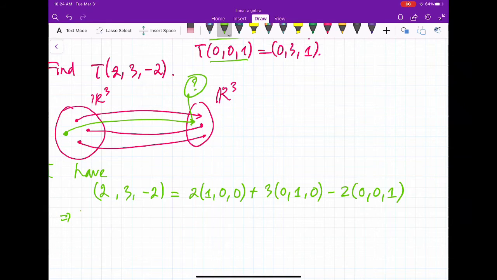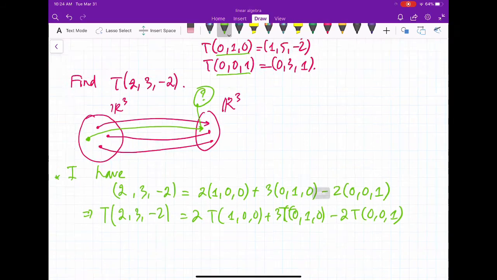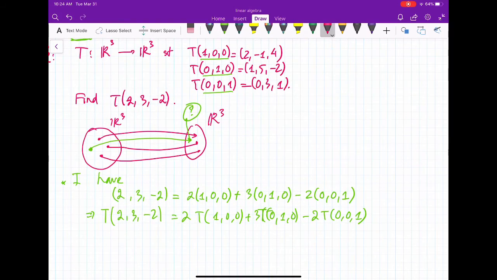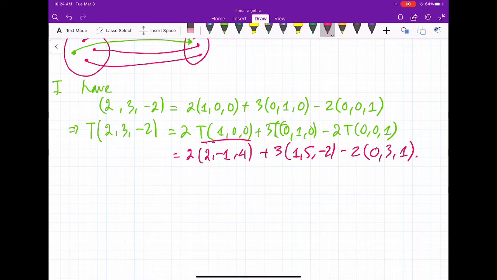From here, I apply T to both sides. I get T(2, 3, -2) equal to 2T(1, 0, 0) plus 3T(0, 1, 0) minus 2T(0, 0, 1). And we already know the image of vectors in the standard basis. This is just 2 times (2, -1, 4) plus 3 times (1, 5, -2) minus 2 times (0, 3, 1). Let's sum them up. We get the answer of the problem.